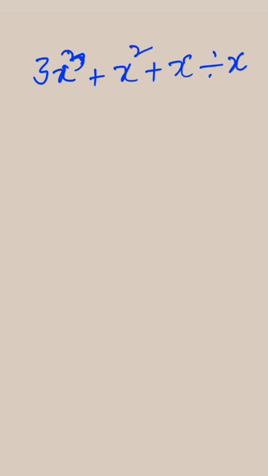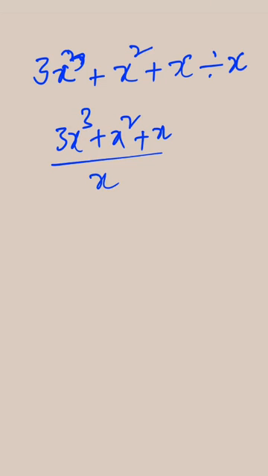There is one process. No need to use the long division method. Directly, we write 3x cube plus x square plus x divided by x. That means each and every term is divided by x. If the divisor is a monomial, then we can follow this procedure.